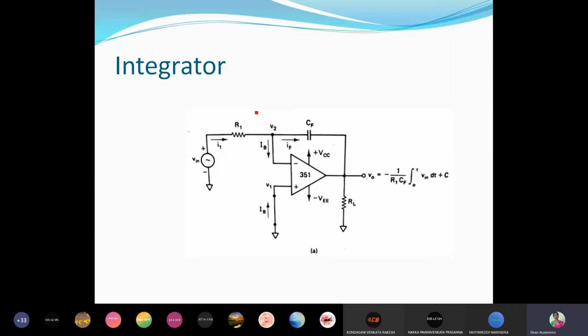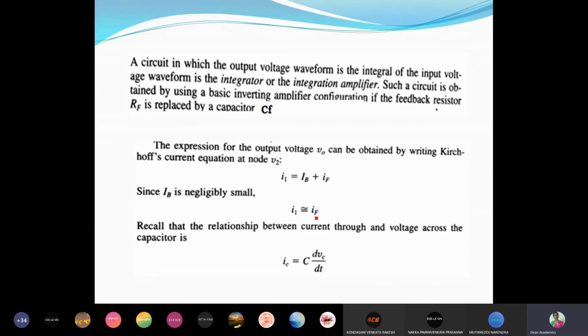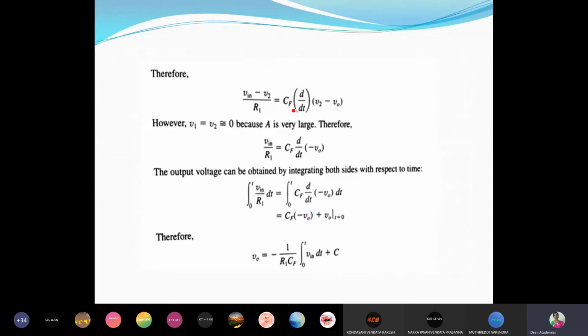V2I and I2V we have studied, then the integrator we studied in a detailed manner yesterday, right? That is the OpAmp with R and C values. Here we have written Kirchhoff's current law. IB is equal to 0 because of the high input impedance here. IB is 0, and then I1 is equal to IF. What is I1? What is IF? Those two we have written. So I1 is equal to IF, and IF is the current through the resistor and capacitor there.